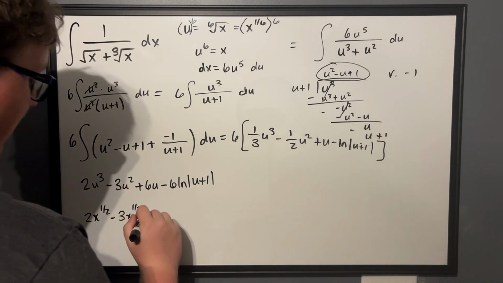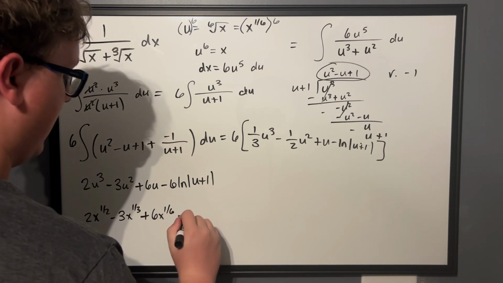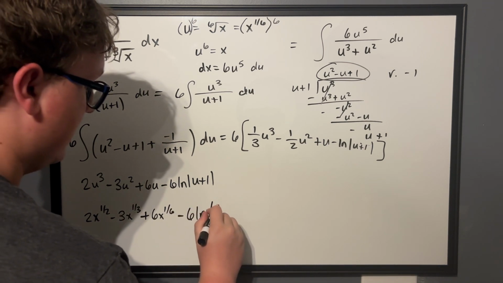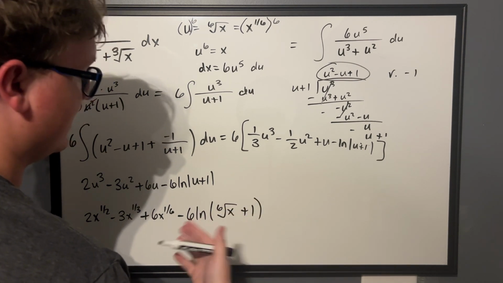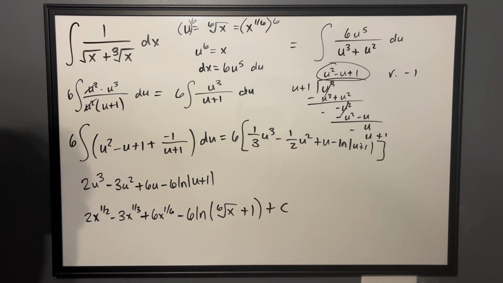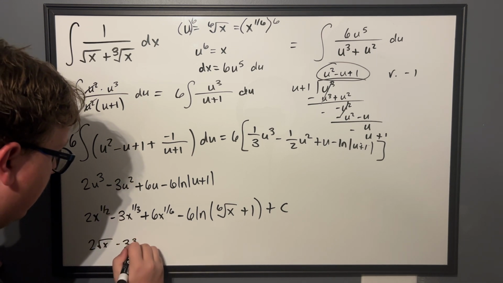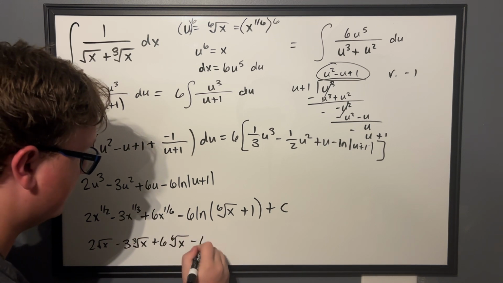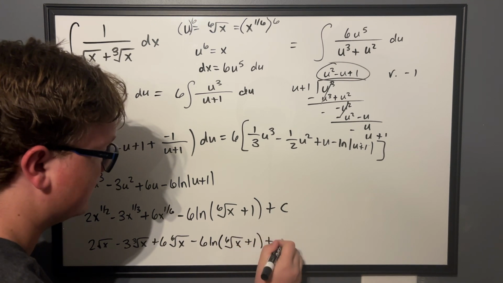Now right here, we're just going to have plus 6x to the 1/6, and then we're going to have minus 6 times the natural log. I'm going to use parentheses because what we have as u is the 6th root of x, which is always positive, plus 1, so it's going to stay positive. And we'll need the plus c. So writing this to where we keep it consistent with all of these terms, we're going to have 2 times the square root of x minus 3 times the cube root of x plus 6 times the 6th root of x minus 6 natural log of the 6th root of x plus 1 plus c.